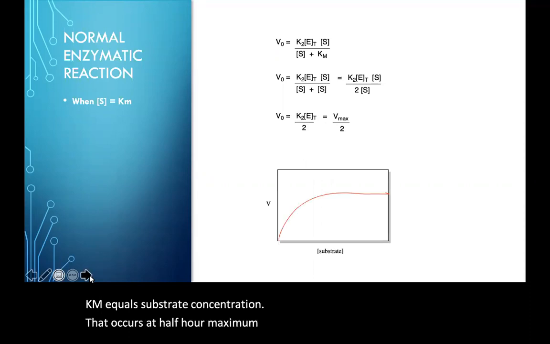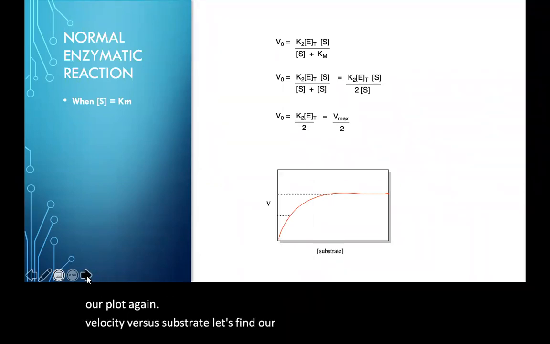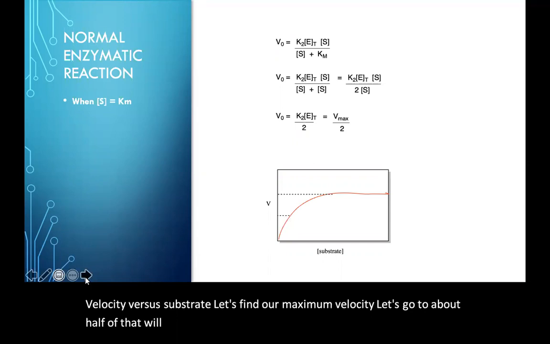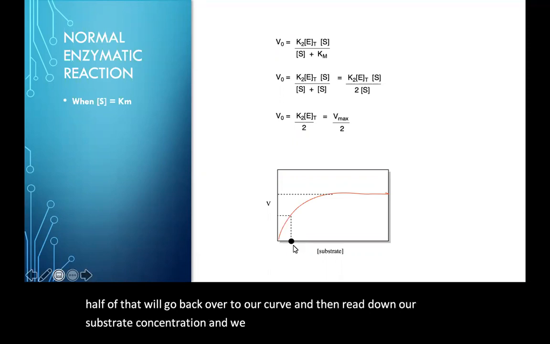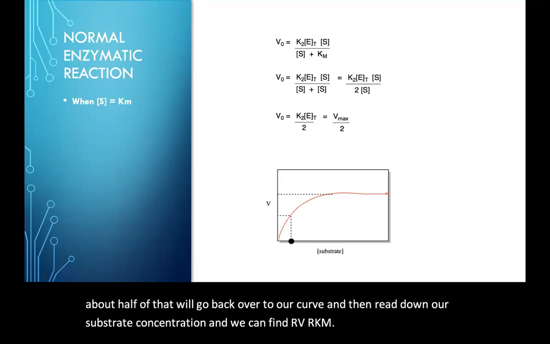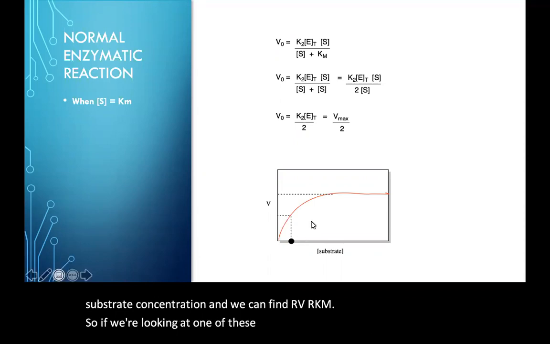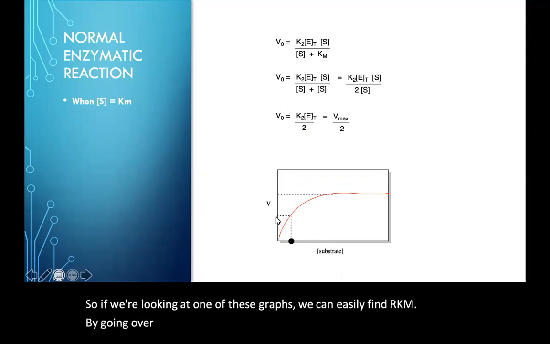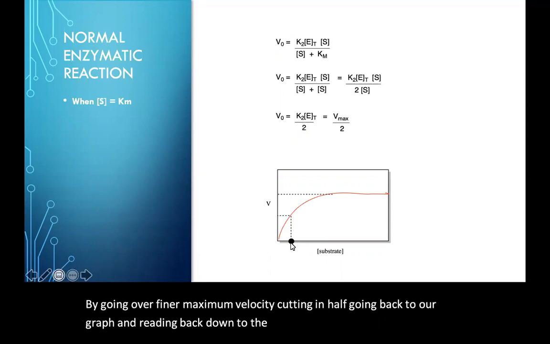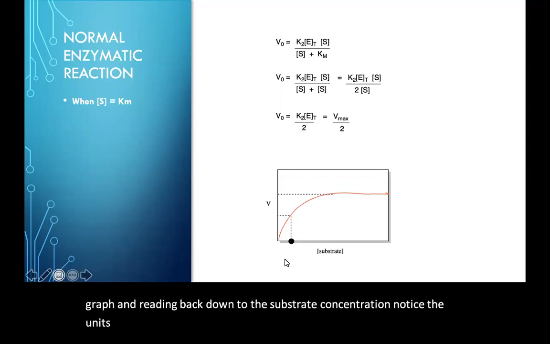Where is this on our curve? Well, here's our plot again, velocity versus substrate. Let's find our maximal velocity. Let's go to about half of that, go back over to our curve, and then read down to our substrate concentration, and we can find our Km. So if we're looking at one of these graphs, we can easily find our Km by going over, find our maximal velocity, cutting it in half, going back to our graph, and reading back down to the substrate concentration. Notice the units of Km are then also in the same units of substrate.